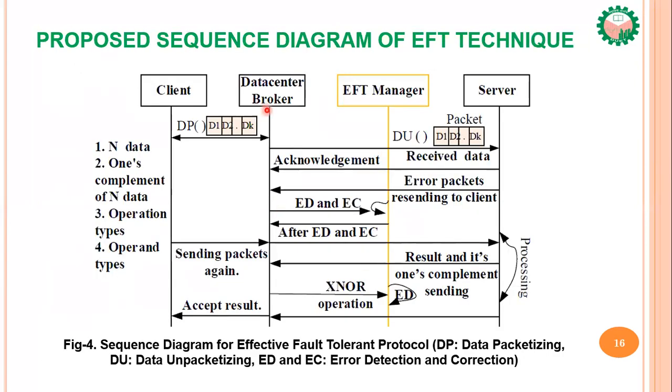This is the proposed sequence diagram of the iterative fault tolerance technique. There are n numbers of data, one's complements, operation types, and operands. All data are packetized and sent to the data center broker, and the fault tolerance manager detects any error. It always detects any errors from here. If any errors are found, then the data is resent from the client.